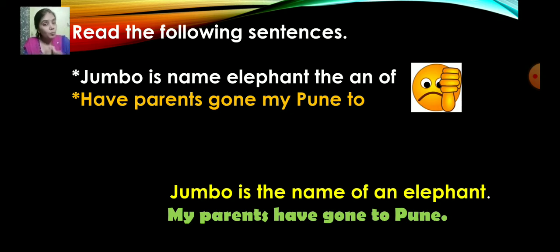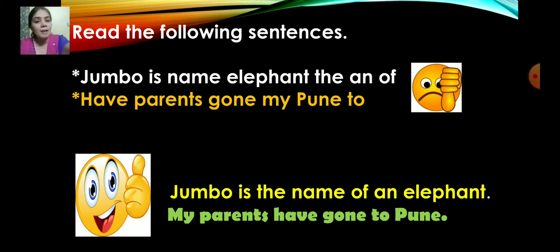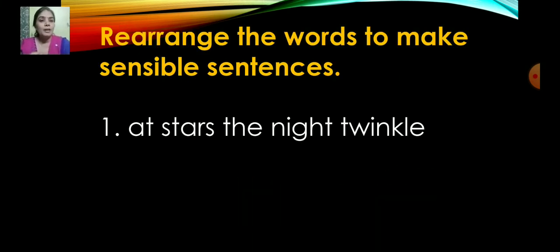What I read, I hope you also must have understood. So sentence means you have to arrange the words properly. Okay? Yes, this is thumbs up. The answer is correct here. The sentences are arranged properly. Okay, next one. Now a test. Rearrange the words to make sensible sentences, meaning correct sentences. So shall we start? Number 1: at stars the night twinkle.